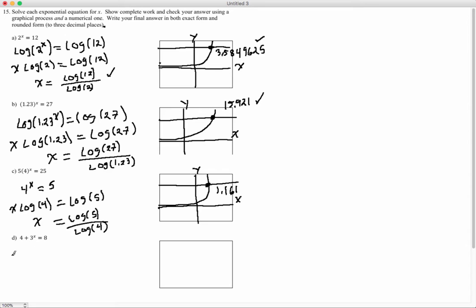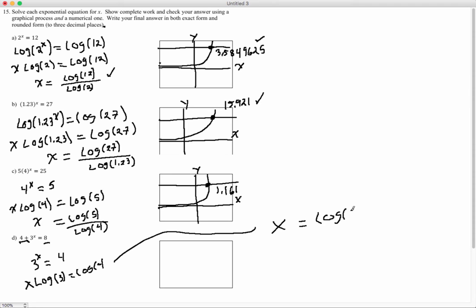Okay, so I'm going to just do the algebraic part here, and then I'll let you take care of the graphical in this last one. So make sure you're going to put this in y1 and that in y2. So if we subtract 4 from both sides, we get 3 to the x is equal to 4, which gets me logarithm of 3, x times that is equal to logarithm of 4, which says x is equal to log of 4 divided by log of 3.